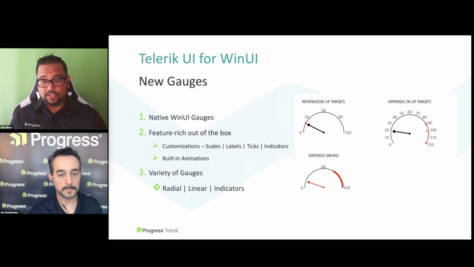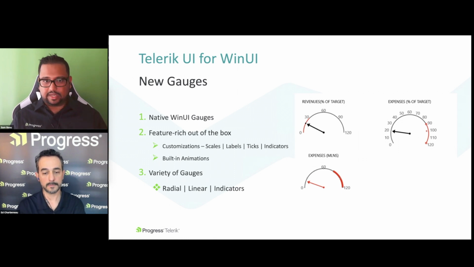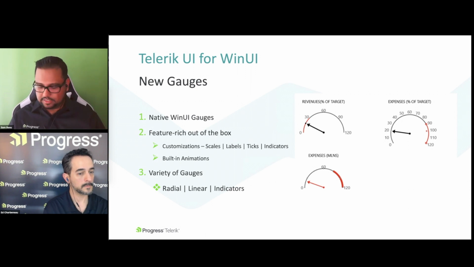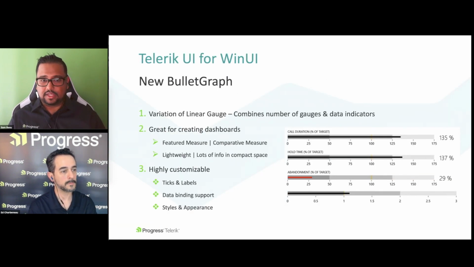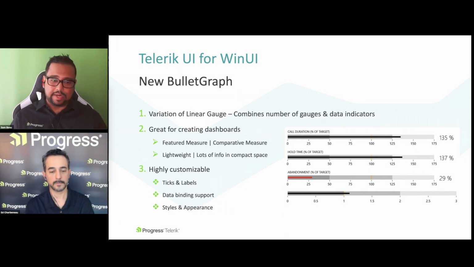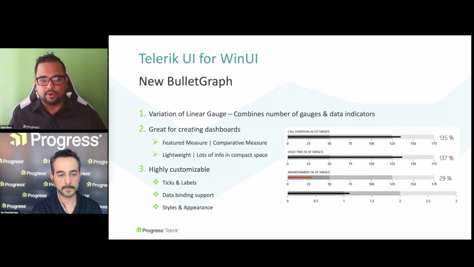We have brand new gauges, radial as well as linear, as well as different types of indicators, the ticks, the labels, the scales, everything is there for you to use, built-in animations. So super happy to have gauges. And this is a new bullet graph, which essentially combines multiple graphs and gauges into a single thing. It's great if you're building a dashboard. It lets you show a lot of information in not a lot of space. So it's really good. It's lightweight, fully customizable in terms of the ticks, the labels, the data binding support, the styles, and the appearances. So really excited with where WinUI is going.